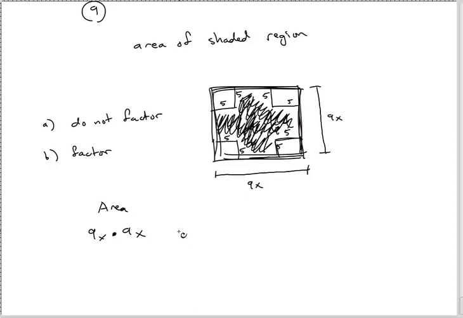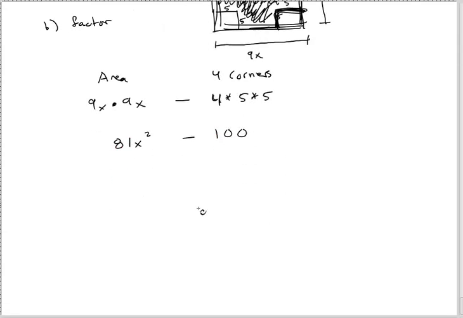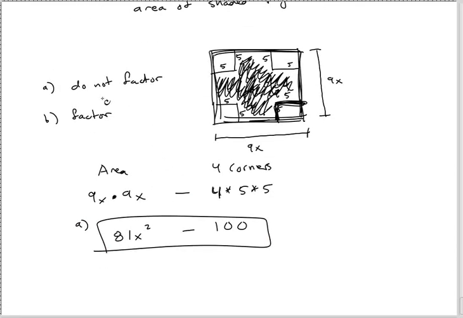But you subtract, you cut out 4 corners, right? Four corners. And so four times, what's the area of each one of those corners? Well, a corner here is 5 times 5, length times width again. And so what you're actually ending up with here in the end is 9 times 9 is 81, and then x times x is x squared. And then 5 times 5 is 25 times 4 is 100. That actually is your answer to part A. Notice that it says do not factor.